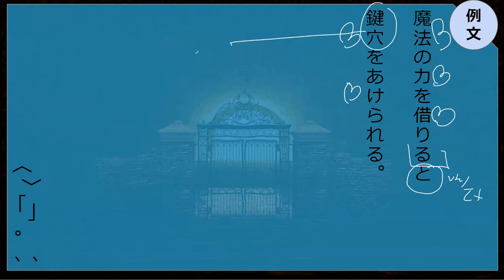So, when you what? When I borrow the power, the magic power, what happens? I have the potential to open the keys. Yeah, I can open the kagiana. Kagiana is not key. Kagiana is keyhole. So I can open the keyhole. I could probably say doa here instead, but they use kagiana in the example sentence because the kagiana is where the lock is. That's where you stick in your key.